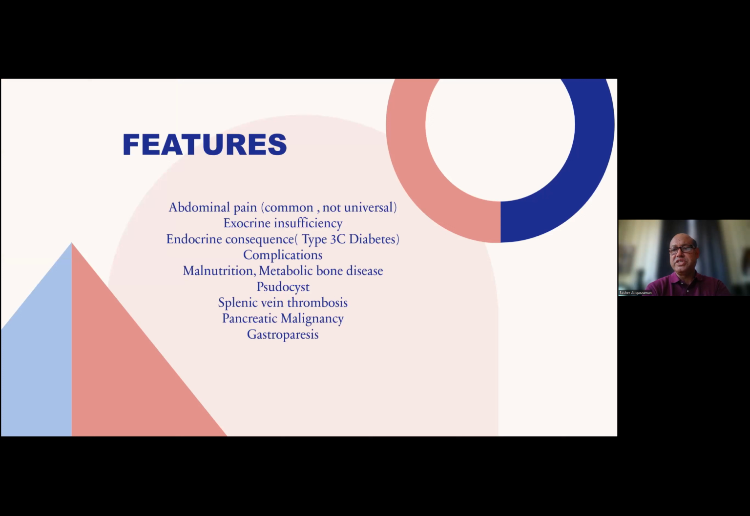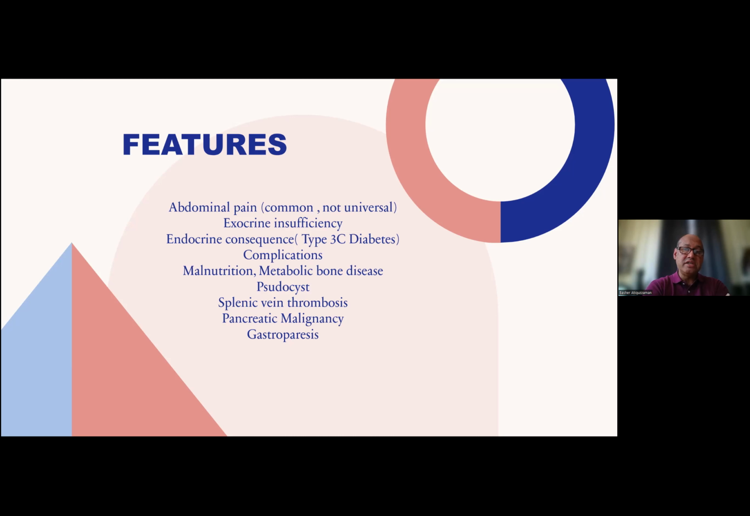So the common features we all see are abdominal pain, exocrine insufficiency, endocrine consequences, and that's what we call type 3C diabetes, which is very brittle diabetes, very resistant diabetes. Also, we can see a wide range of malnutrition, metabolic bone disease, cytosis formation. Very commonly, we also see splenic venous thrombosis. About 4% of these patients can go to pancreatic malignancy. And we also see quite a big number of gastroparesis, which we don't even find out.